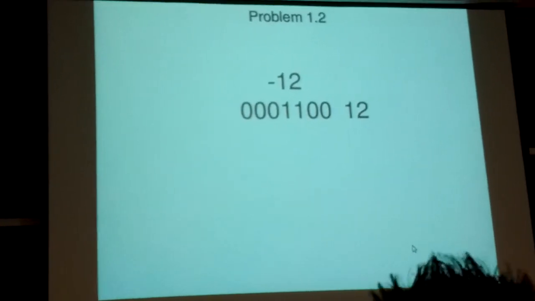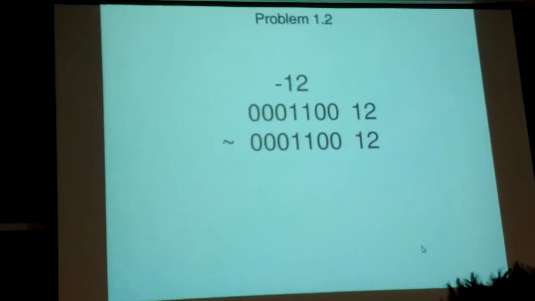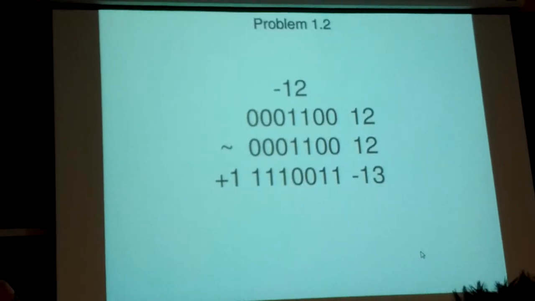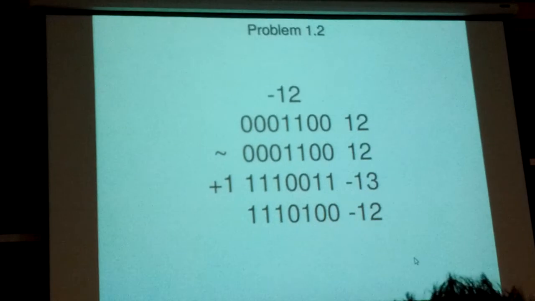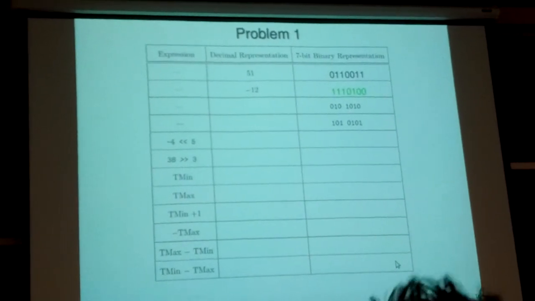So negative 12, this is the binary representation for 12. You take the 2's complement of 12, and you get this number, which is negative 13. You add 1 to it, and you get negative 12. So 1, 1, 0, 1, 0, 0.